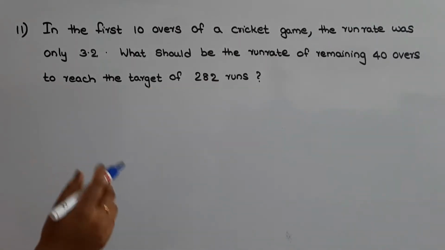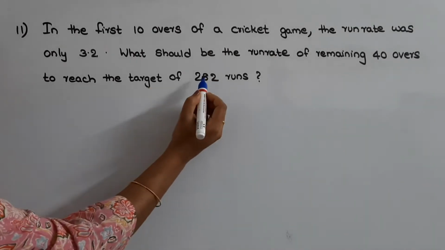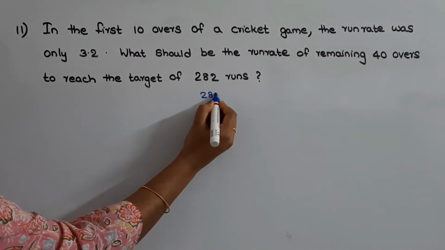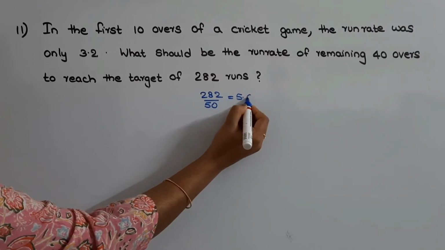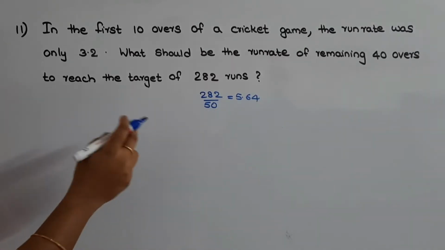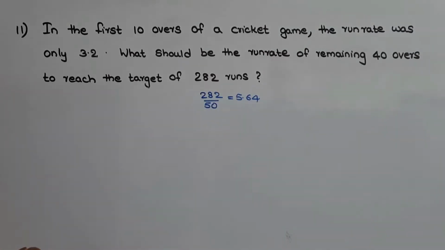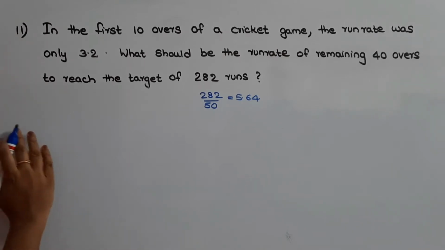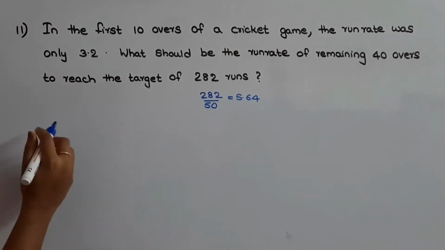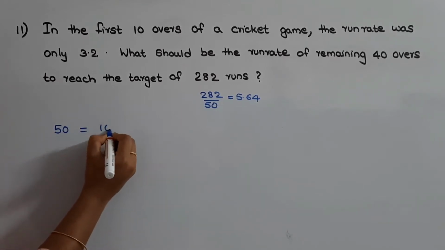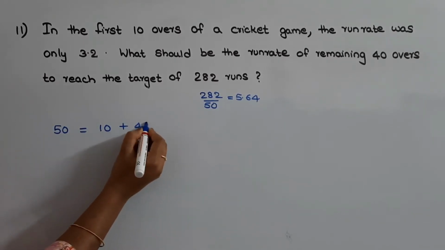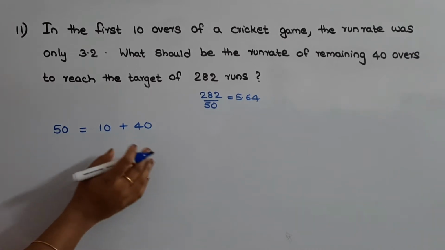So the total number of runs that should be scored in 50 overs is 282 runs. So the run rate of 50 overs will be equal to this 282 divided by 50. That is equal to 5.64. So the run rate of 50 overs is 5.64. Now let us write down the number of overs. So the total number of overs is 50. That is equal to 10 plus 40 overs. So this is the first step.